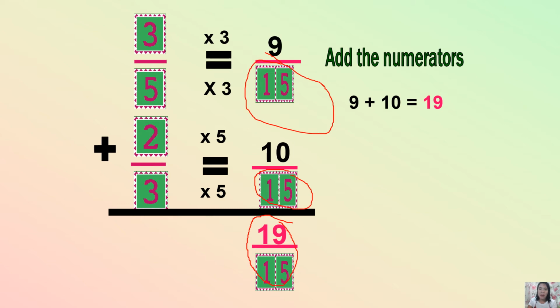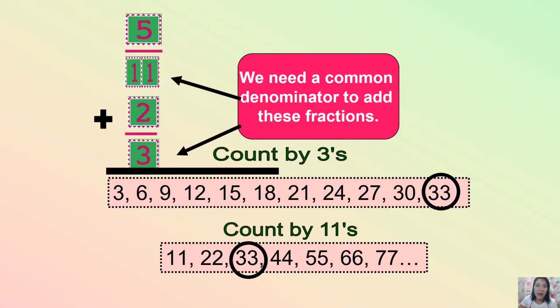It can be written as a mixed number, so it's 1 and 4/5. So we have another example. Here we have 5/11 and 2/3. Again, the LCD is, okay, 33.